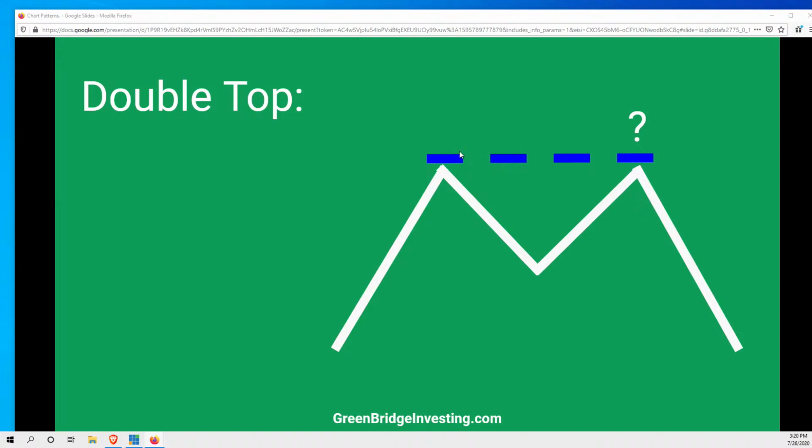No, no, no. It doesn't have to be precise. It just needs to be close. It could be slightly below. Okay, this could be $15, this could be $14.50 or whatever. It's still a double top because it's the behavior that matters.